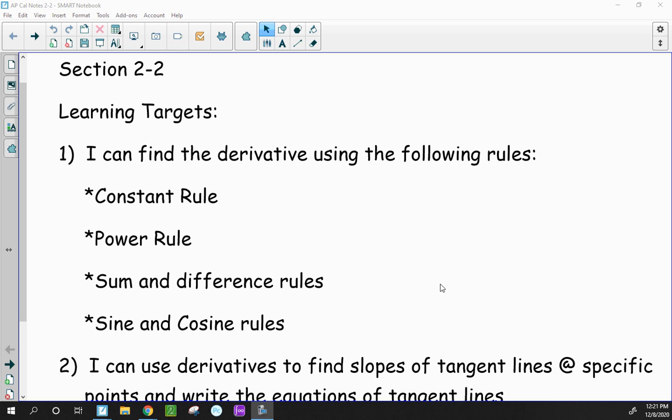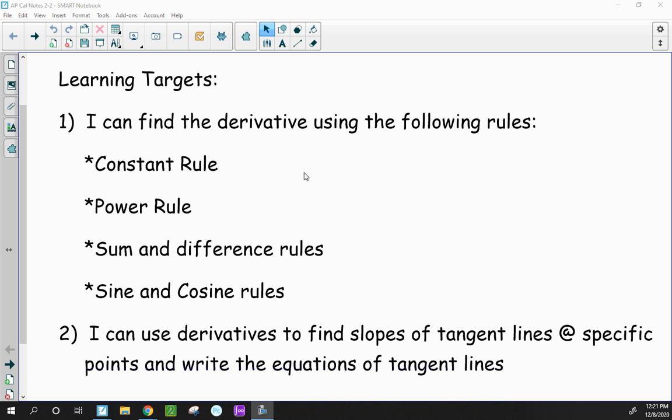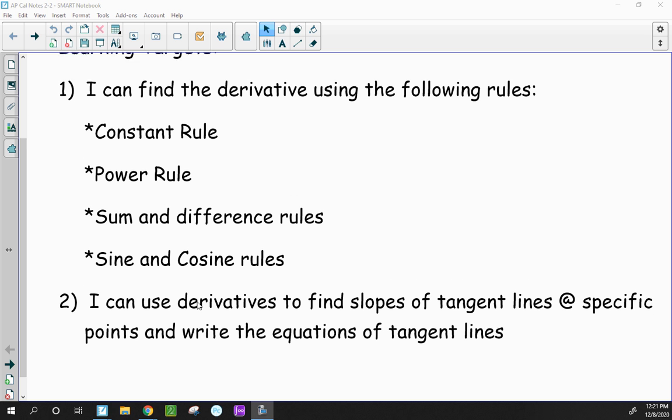AP. Today we're going to look at section 2.2 in your textbook. The following are your learning targets for this section. I can find the derivative using the following rules. We're going to look at the constant rule. Remember, constant means a single number without a variable. The power rule, sum and difference rules, what to do when you have a polynomial with plus minus signs, and also the derivative of a sine and a cosine function.